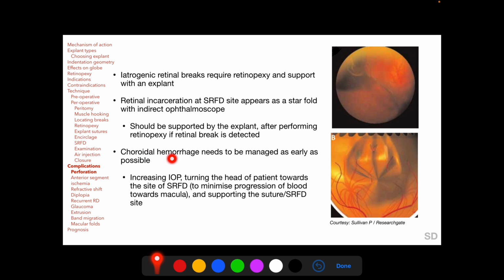Choroidal hemorrhage needs to be managed as early as possible by increasing IOP, typically with digital pressure, turning the head of the patient so as to make the site of SRFD most dependent to minimize progression of blood towards the macula, and supporting the suture or SRFD site with an explant.